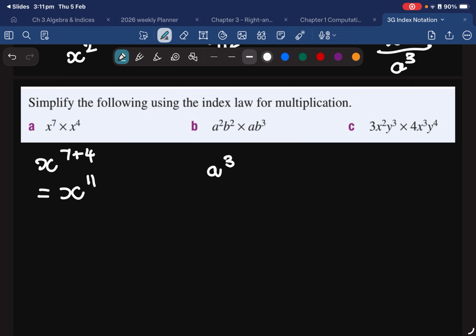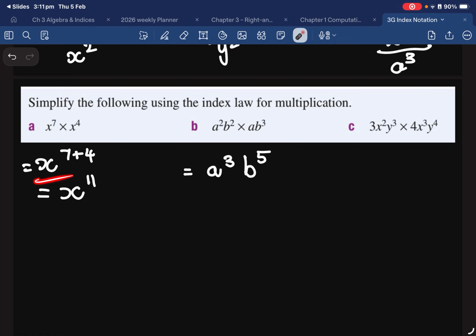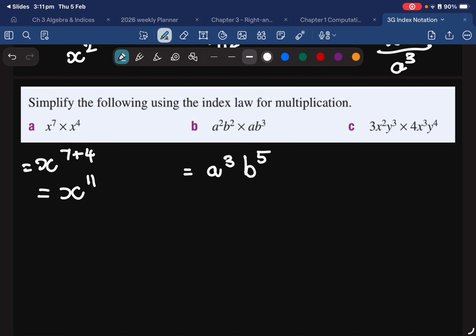And we've got b squared and b cubed. So that's b to the power of 2 plus 3, which makes 5. Now, you don't always have to write it out using this method here, but it helps when you've got big ones, right?